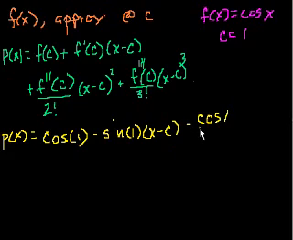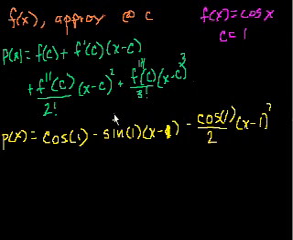So c is 1. Cosine of 1 over 2, right? 2 factorial is just 2, times x minus 1 squared. Oh, sorry, this should be a 1. Right? I said c is equal to 1. Times x minus 1 squared.